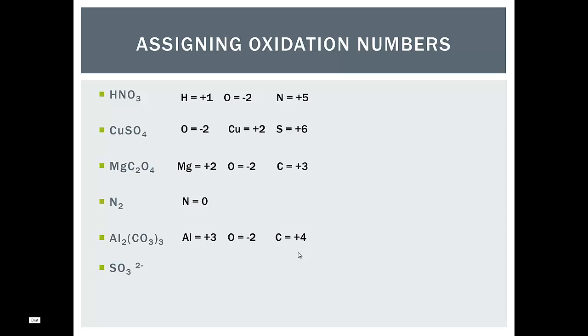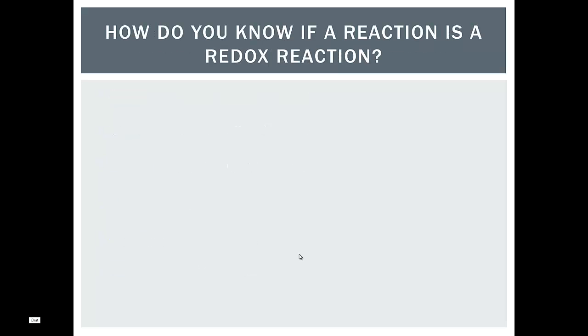SO3 2-. Since this is a polyatomic ion, my charge of the overall thing needs to equal -2. O is -2 itself, so it's with a -6, so my sulfur must be +4.